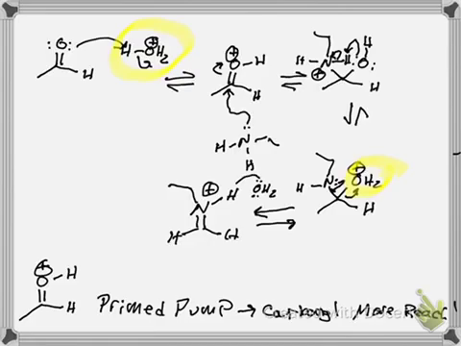What happens is that proton is pulled off, electrons stay behind, and still in an equilibrium, this is what we get.